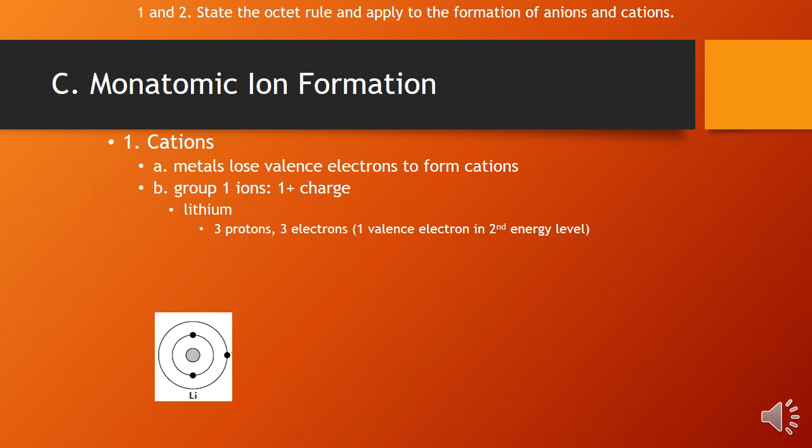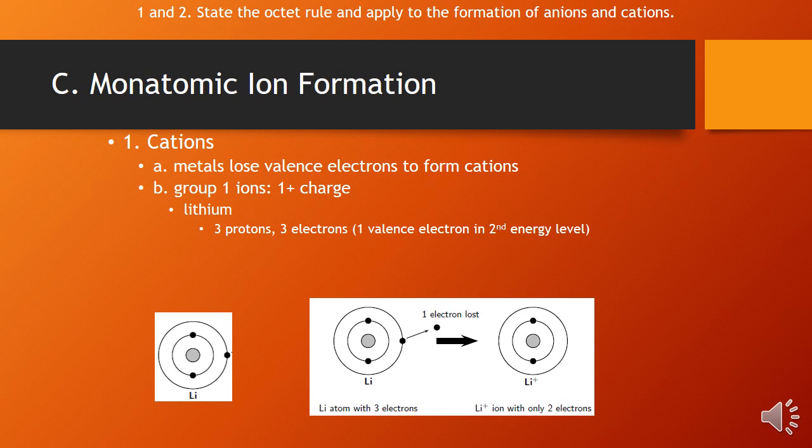However, there's another option. It could also lose electrons. If the atom is going to lose electrons, it would only need to lose 1. It would only need to lose this singular valence electron. The reason why is that now the previous energy level, in other words, the first energy level, would be the outer energy level, and notice it has 2 electrons. The first energy level is full with 2 electrons.